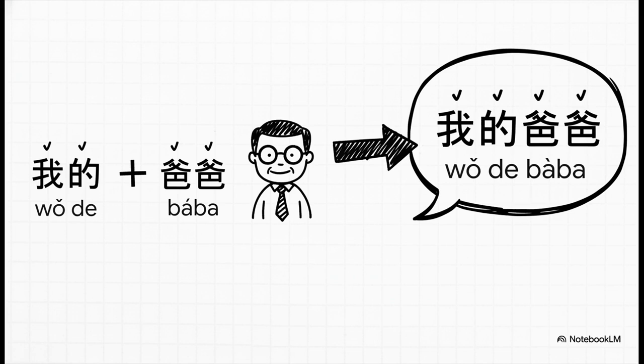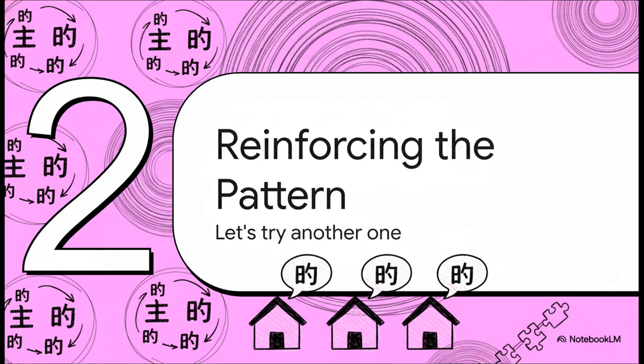You've got a dip, 我, a light tap, the, a sharp fall, ba, and then another light tap, ba. 我的爸爸. Practice that rhythm over and over. You know, repetition is absolutely the key to making this stuff stick, to make it automatic. So let's run through another example. We're going to use the exact same pattern, just swapping out the words. And this is going to show you just how universal this structure really is.